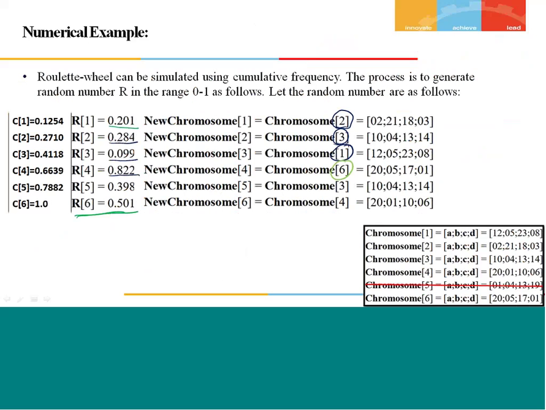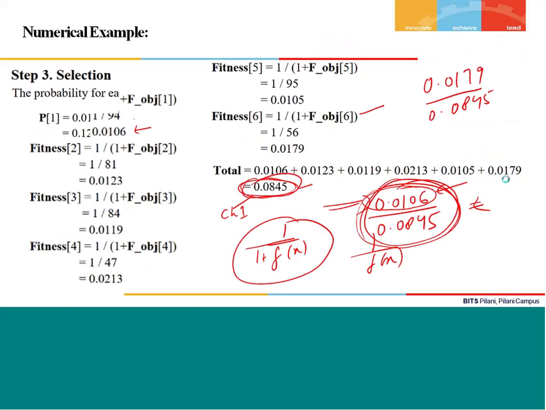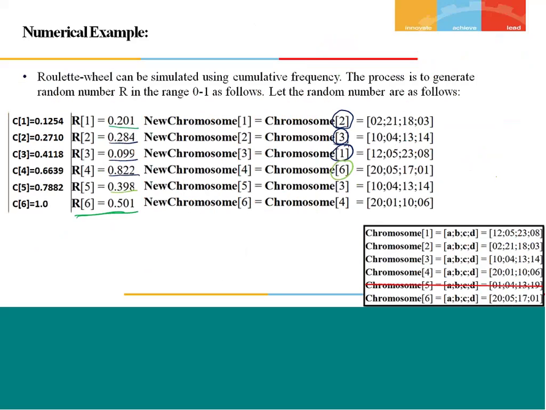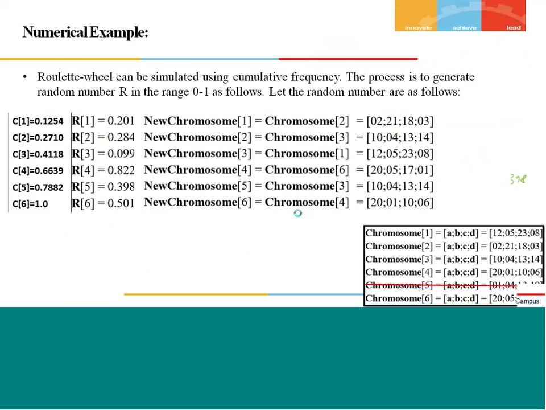Now 0.398, where does it go? It goes again to C3. So 0.398 goes to chromosome 3. Then finally 0.501. So 0.501 will be somewhere here. This is chromosome 1, 2, 3, 4. This is chromosome 4. So that's why I generated chromosome 4 here.